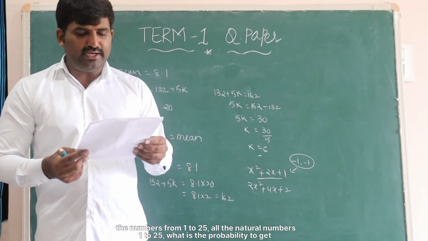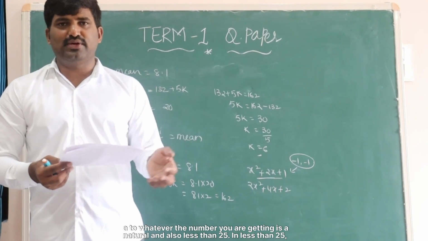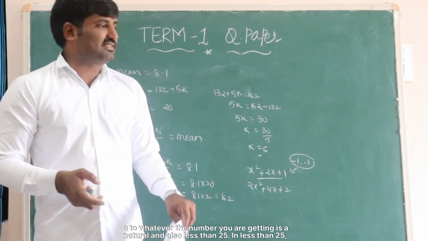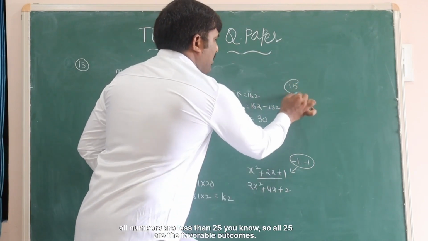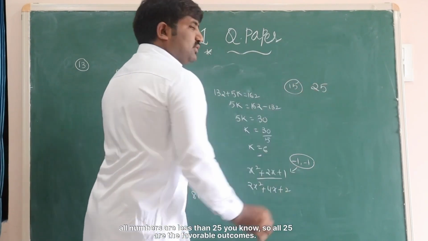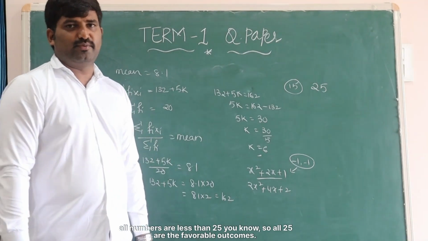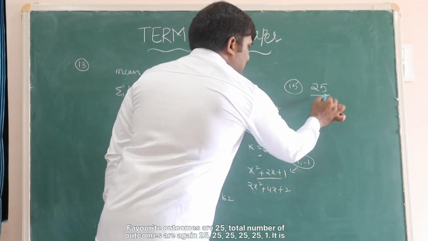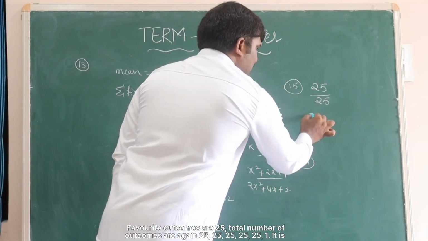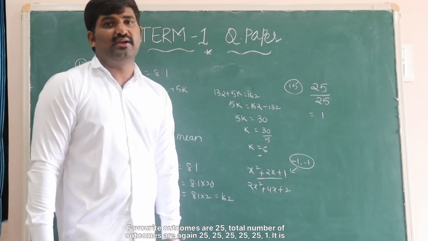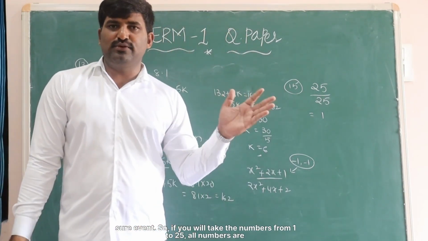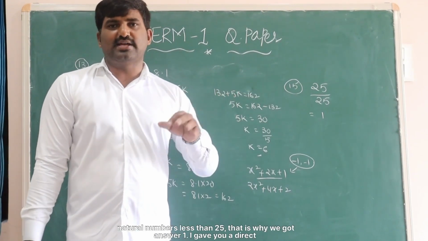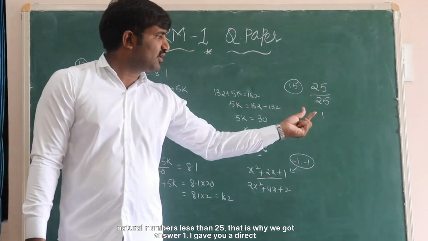What is the probability that the number you get is a natural number and also less than 25? All numbers are less than 25 only, no? So all 25 are the favorable outcomes. Favorable outcomes are 25. The total number of outcomes is again 25. 25 by 25 is 1. It is a sure event. That's why we got the answer 1.